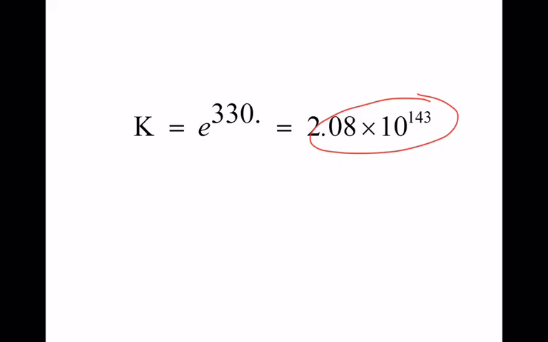Yep, that's it. And what did we say about humongous K values? Humongous K values mean there's a lot of product, a lot more product than there is reactant. So when you go back to methane combining with oxygen to form carbon dioxide and water, you're like, dude, that thing goes in the forward direction. It does not favor the reverse at all.